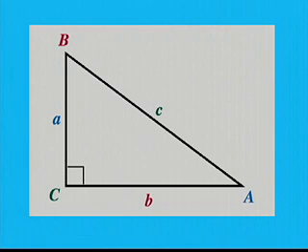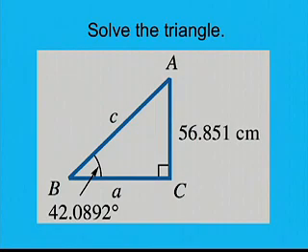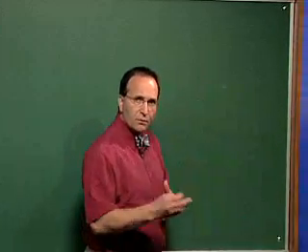All right, let's do an example where we find the sides and angles of a triangle. We are given that angle B is 42.0892 degrees, and side B, which of course is the side opposite angle B, is equal to 56.851 centimeters. Let me draw that triangle on the board so that we can work with it.